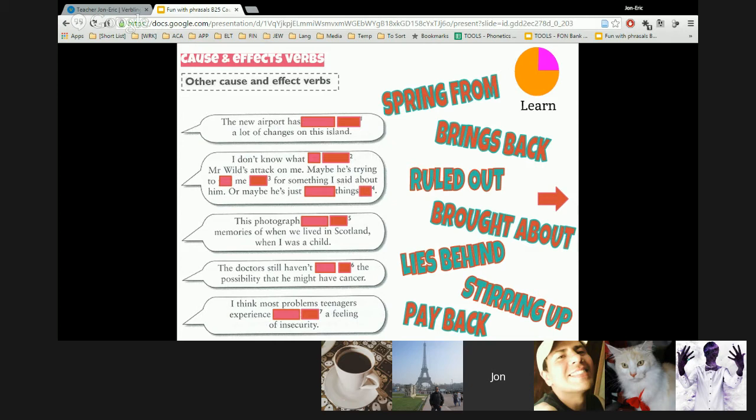Okay. V. I don't know what lies behind Mr. Wilde's attack on me. Maybe he's trying to pay me back for something I said about him, or maybe he's just stirring things up. Right. So, Mr. Wilde is probably a politician, and there's probably an election going on. He's trying to stir things up, trying to create a media controversy, something like that. Okay, so far so good.